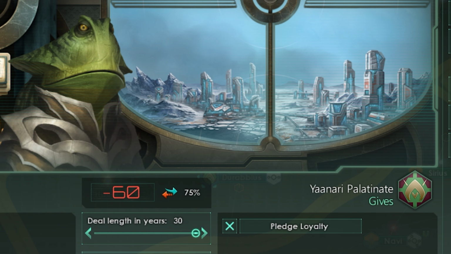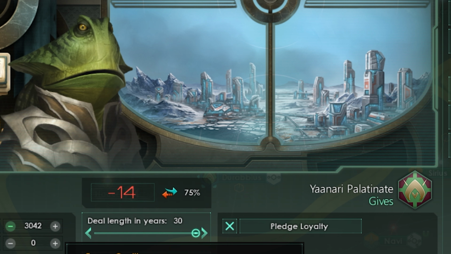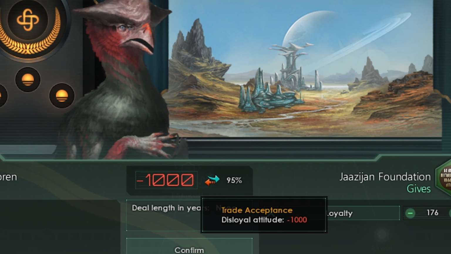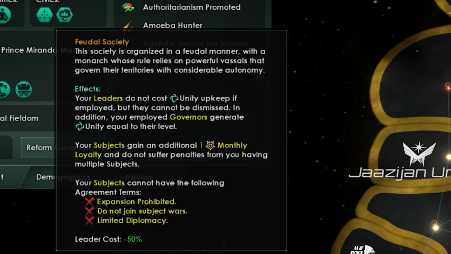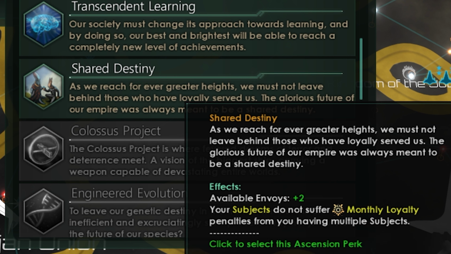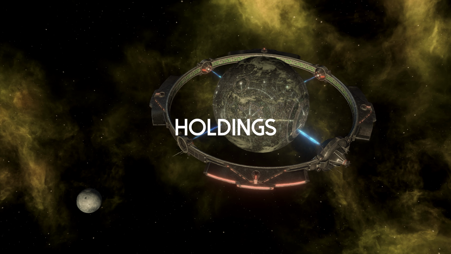You can ask your vassal to take a pledge of loyalty, which gives a monthly increase in loyalty. Though a disloyal subject probably won't agree to this. Another thing to look out for is how many subjects you have. Each additional subject will decrease the monthly loyalty of all of your subjects. This can be mitigated with either the Feudal Society Civic or the Shared Destiny Ascension perk. There are multiple holdings which have an impact on your monthly loyalty, both positive and negative. So, what are holdings and how do you build them?